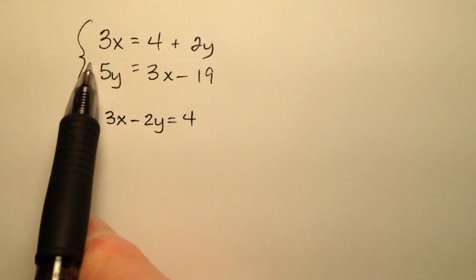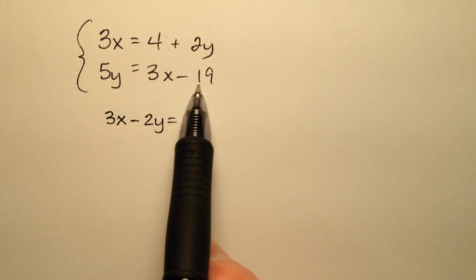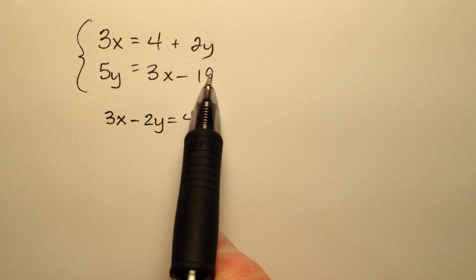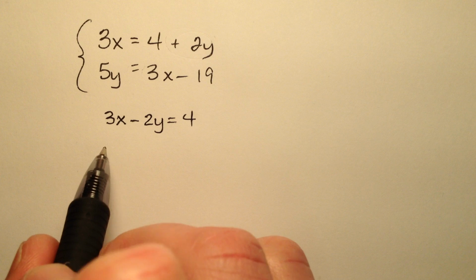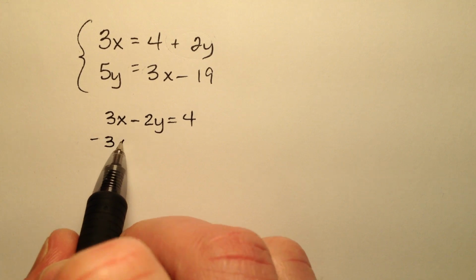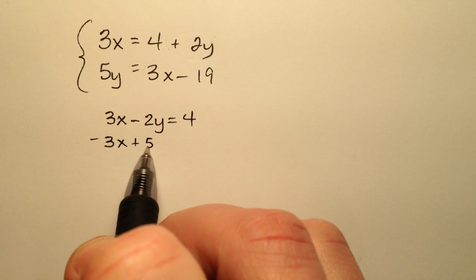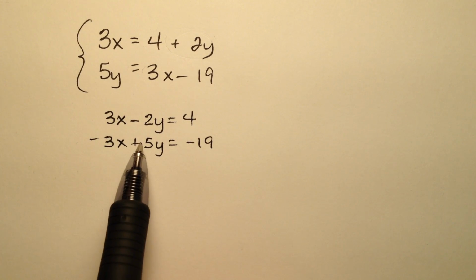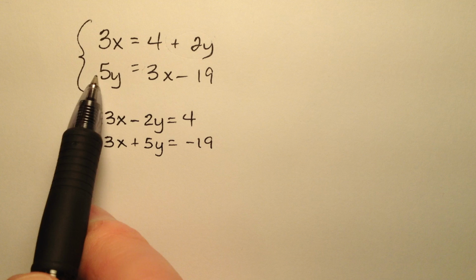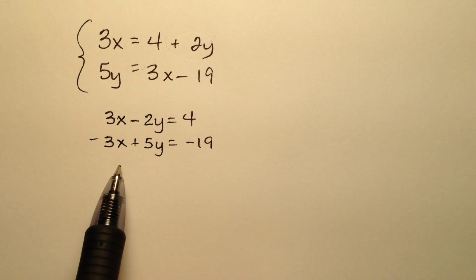Okay, let's do the same thing for the second equation. This negative 19 is a constant, and it's on the right side. But I need to get rid of this 3x. So I'm going to subtract 3x from both sides. So I'll end up with negative 3x plus 5y equals negative 19. And the reason I put a plus sign here is because this 5y is positive.